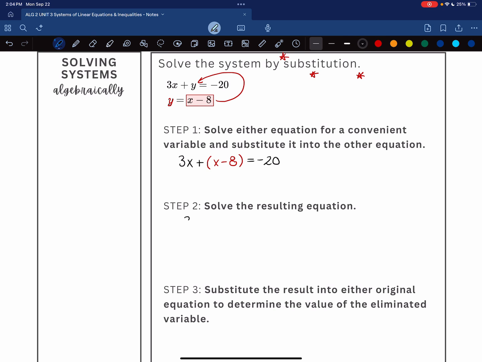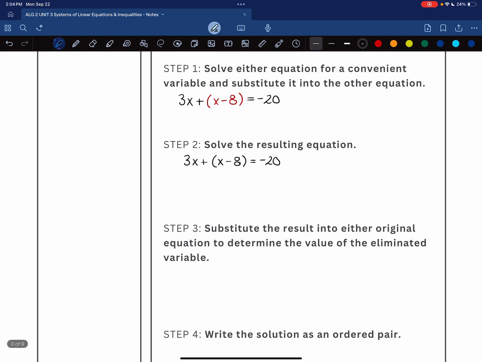All right, so what do we have? Let's rewrite it again. 3x plus (x minus 8) equals negative 20. Because we're just adding, it's really the same thing as saying 3x plus x minus 8 equals negative 20. Those terms that have x are on the same side, so we can combine those together to give us 4x minus 8 equals negative 20.